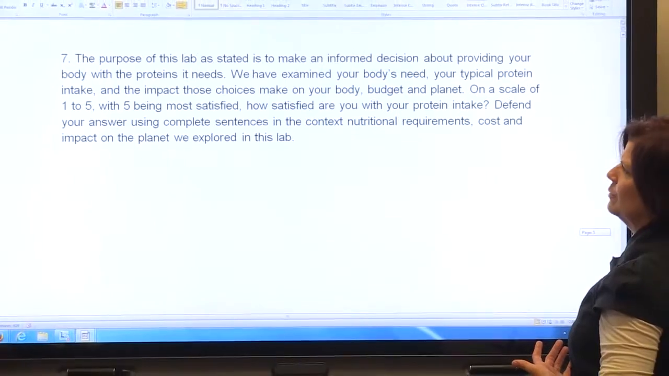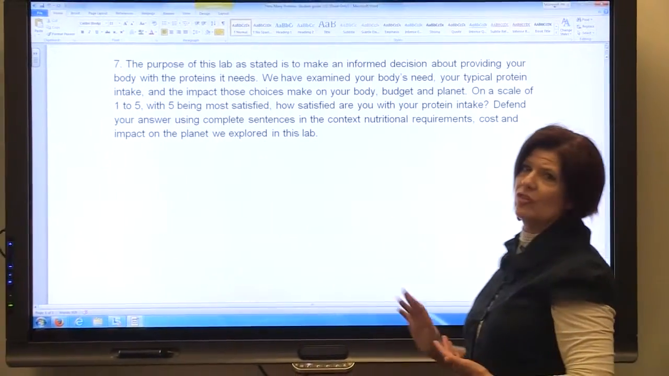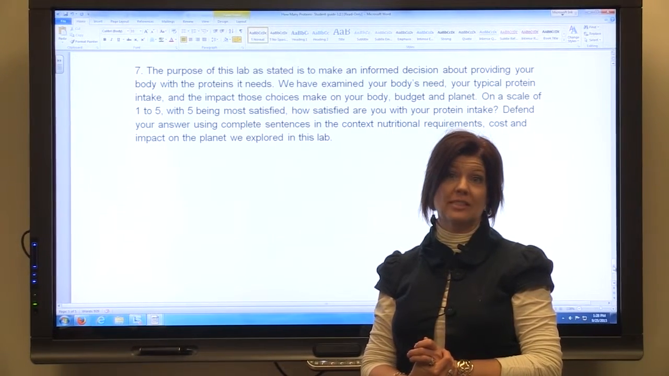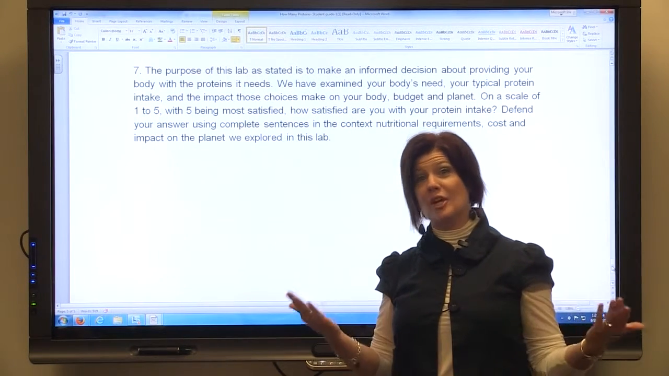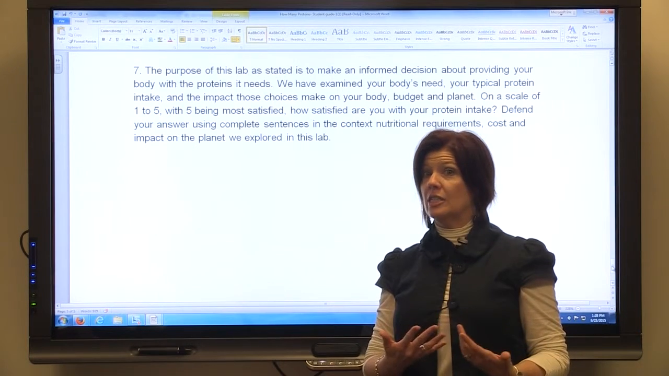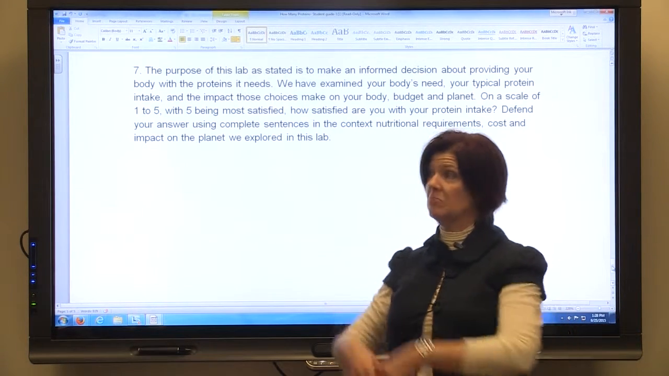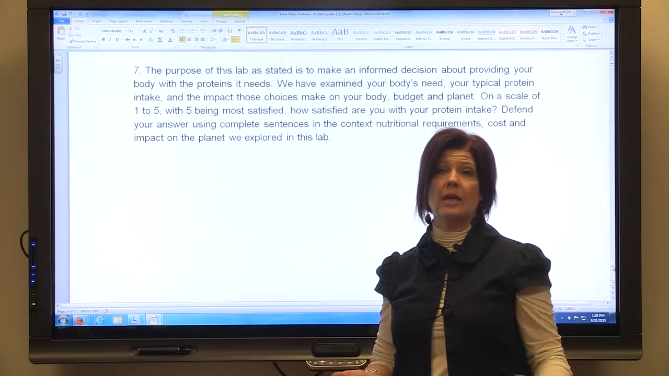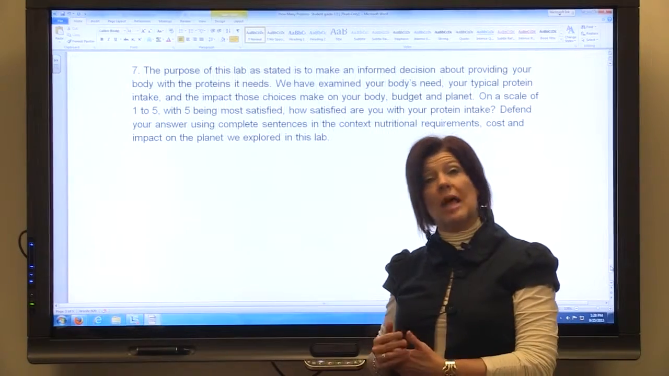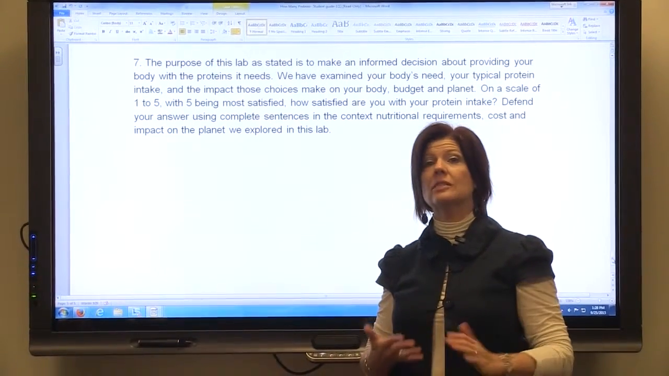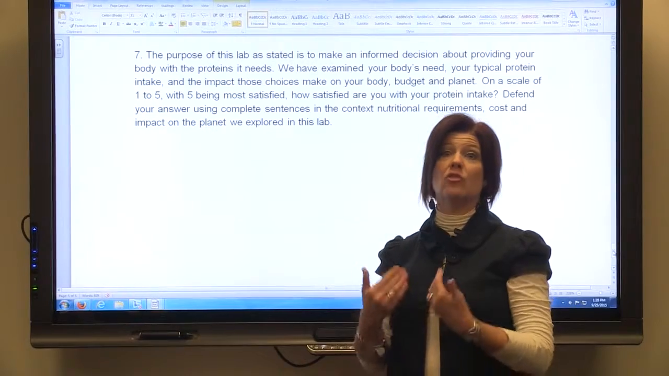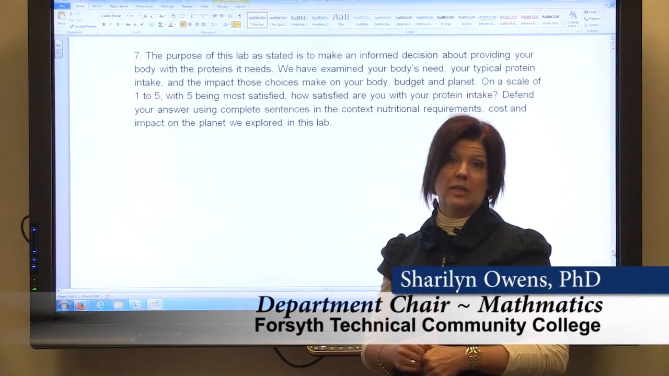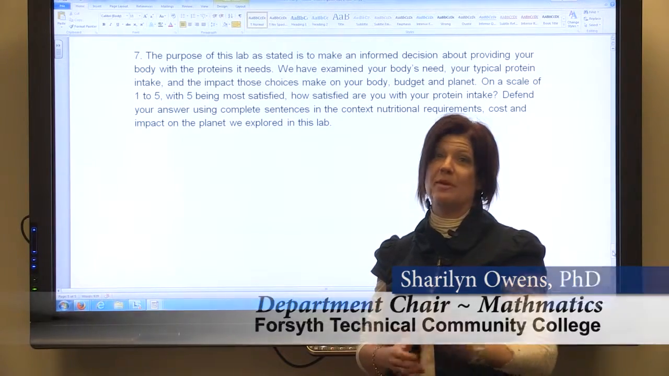And then finally, really think about, after you finish this lab, how satisfied are you with your protein choices? The nice thing about this lab is there's not a right answer here. I have a lot of students who work through this lab and say, hey, I know these are poor choices for my body or my planet. I'm good with that. That's fine. This is a lab about awareness. How satisfied are you now that you've really taken a look at the food choices that go into your body? I hope you get something out of this lab.